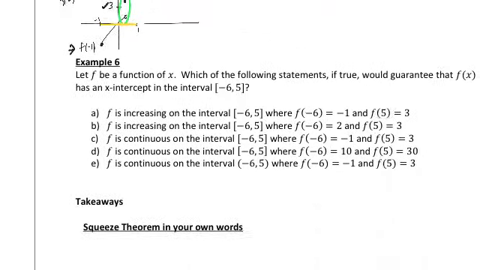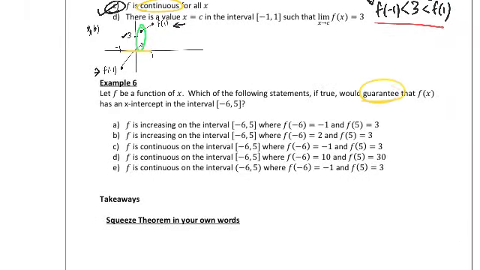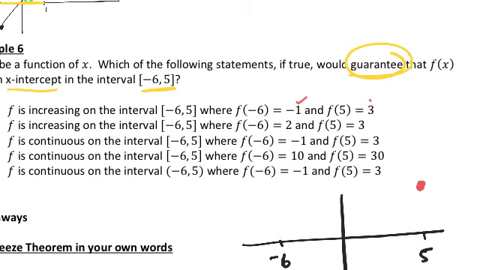Okay, last problem is about the same thing, IVT. It says let f be a function of x, which of the following statements, if true, would guarantee that f of x has an x-intercept in the interval from -6 to 5, right? So it's the same idea that if I'm on this interval from -6 to 5, if my function changes sign, if my f of -6 is negative and f of 5 is positive, and you can see in each of these choices, that's the first thing we're going to check: you want a change in sign between the y values at the two ends.